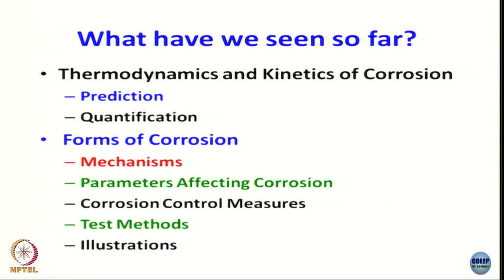The one thing that we need to look at is that corrosion control is a major domain beyond understanding prediction, quantification of that, and understanding the various forms of corrosion, because it is occurring in industries, because it is an industrial problem. So, you must have a clarity in how you approach the corrosion problem. I would like to see the corrosion problem from a control perspective.